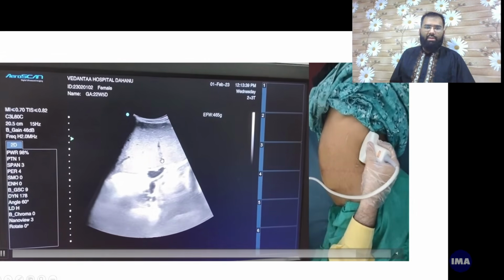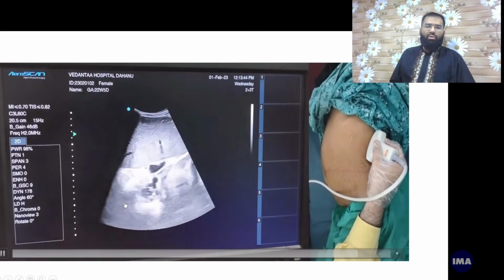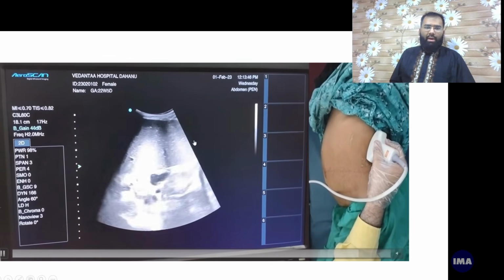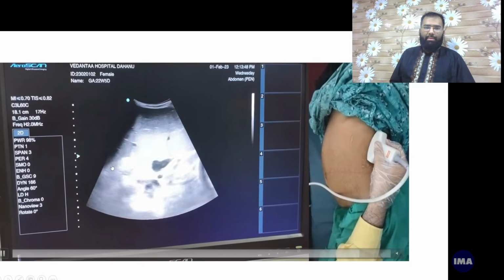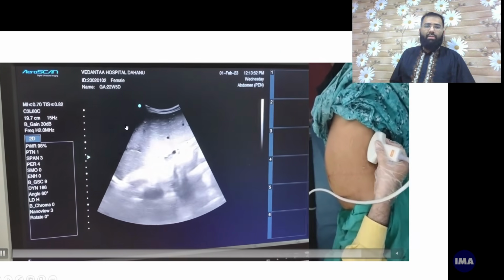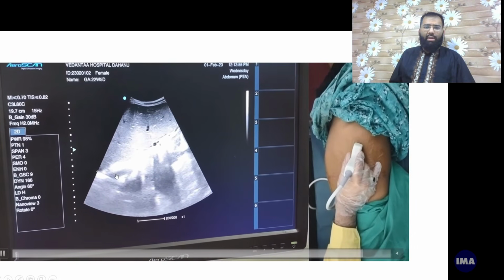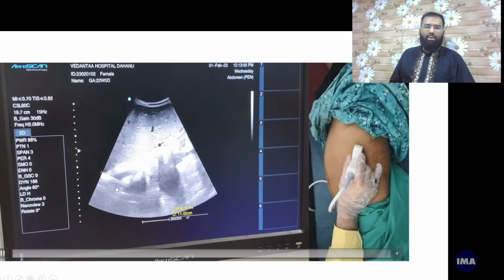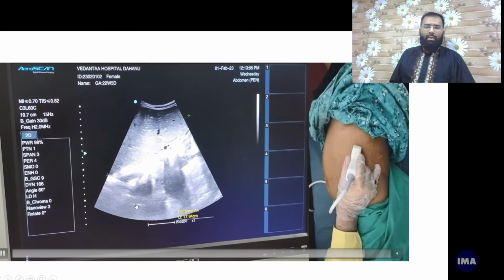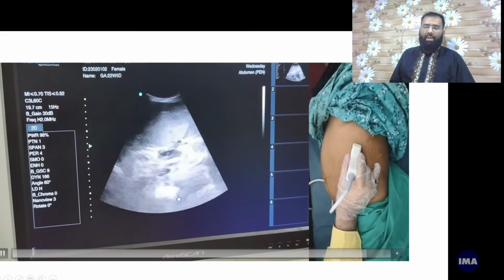You can see that this is dilated. This is a dilated splenic vein. I have changed my protocol to abdomen penetrating view, and now I'm looking for the spleen. You can see that the splenic vein is dilated, and there is a huge spleen. The huge spleen on measurement is around 17.9, so around 18 centimeters. So that's a huge spleen.